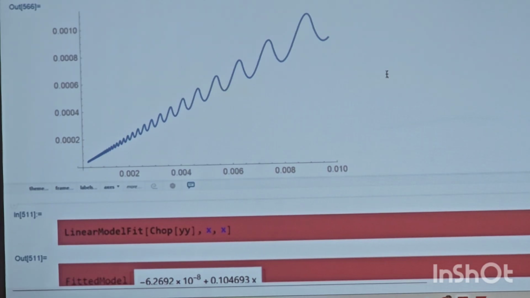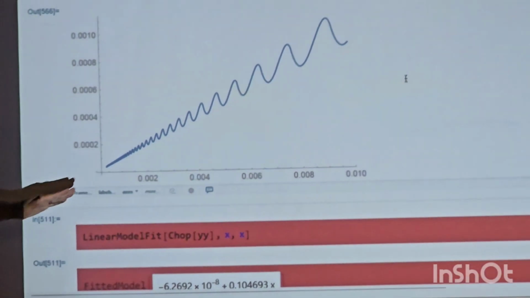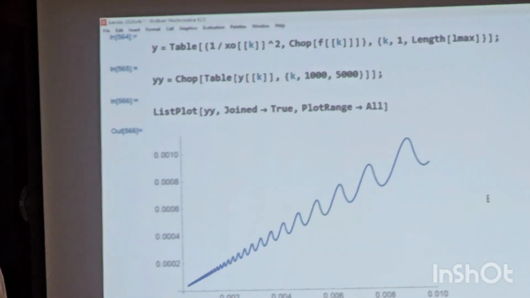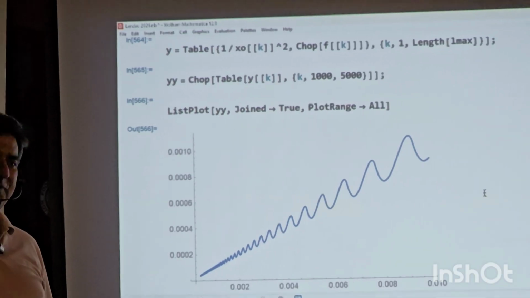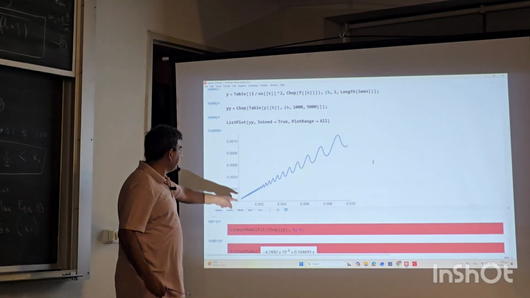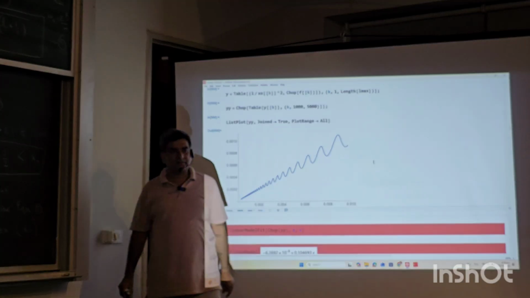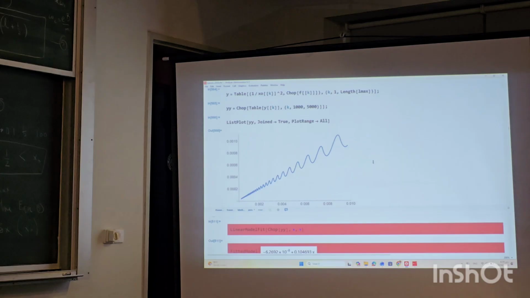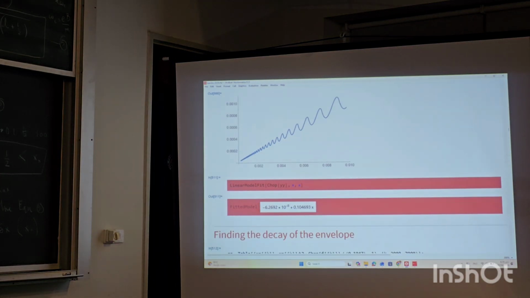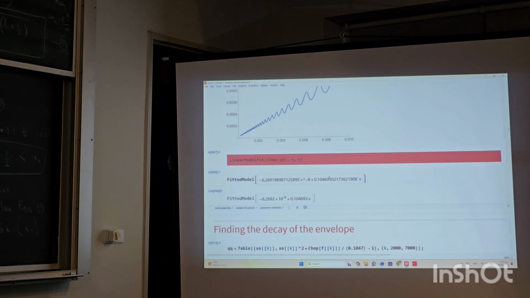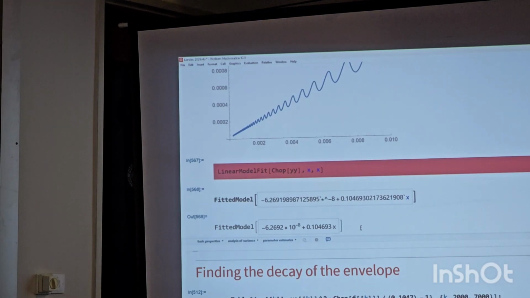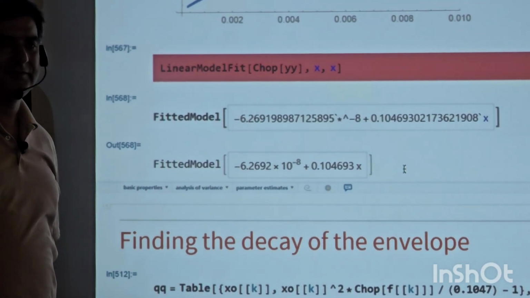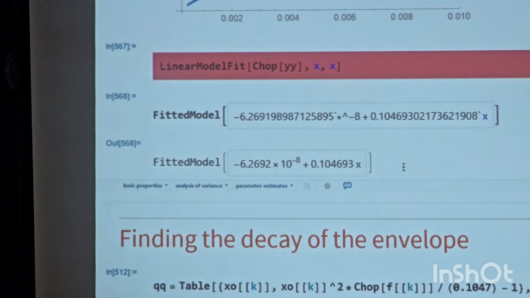If I forget the oscillations for a minute, of course it's an oscillatory function, but if I look at the mean values, it lies on a straight line. So W is some oscillatory function times alpha over x naught square. And I can find the slope of this line, which is my value of alpha, by doing a fit. When I do a fit, my slope turns out to be 0.105. My alpha is 0.105.